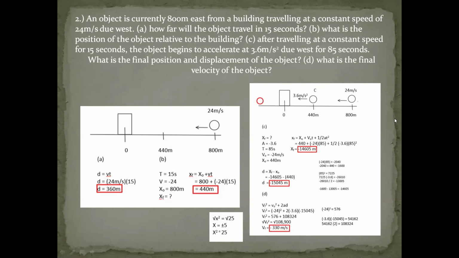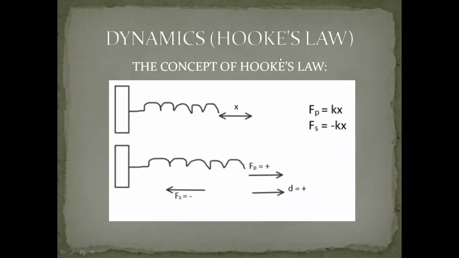Alright? So, let's go to our last topic for today, which is Hooke's law under dynamics. So this is the basic concept of Hooke's law. So I have here a horizontal spring. Sorry for the bad drawing. So I stretch that spring and we'll call the force that stretched it as Fp. And that force is positive. And also the displacement of that spring is also positive. And also, we'll label the distance traveled by the spring when we stretched it as x.